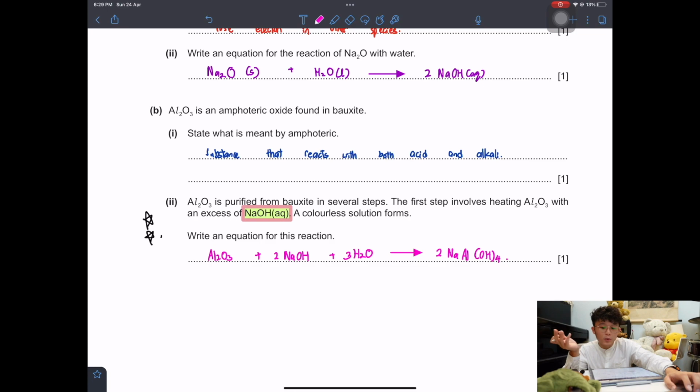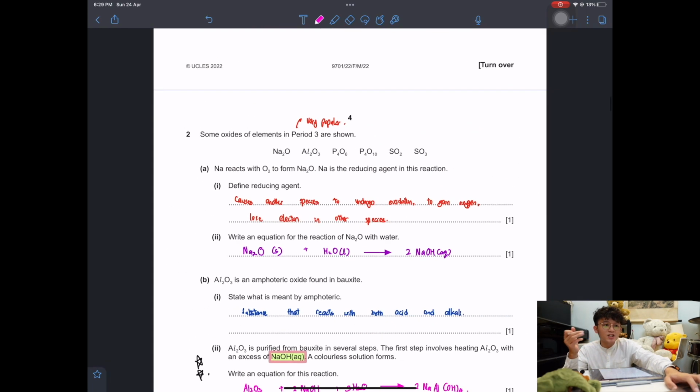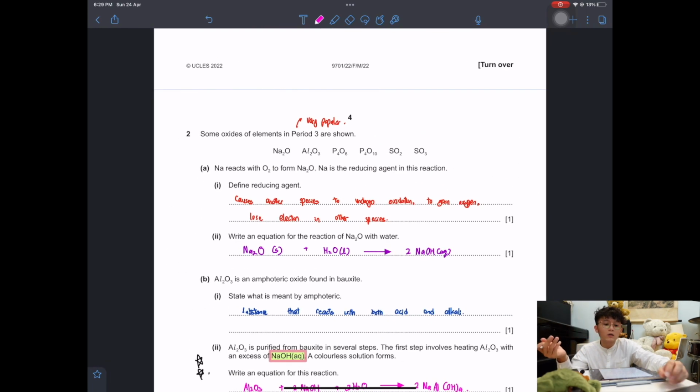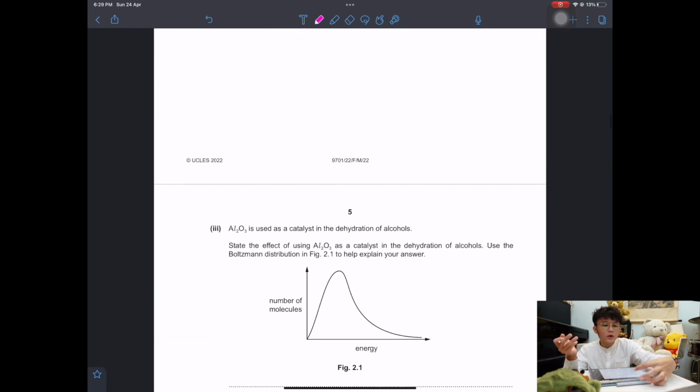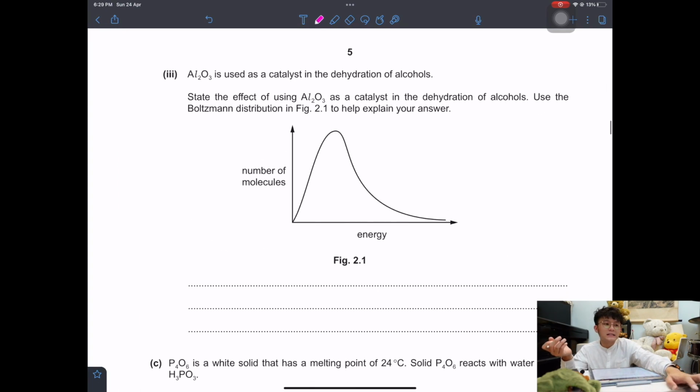Is that okay? No problem? Okay, so please write it down. If no problem, let's go. So I believe this whole section is not hard if you have done your revision well. Okay, next. Okay, we have a Boltzmann distribution graph. For Boltzmann distribution, first you must know how to sketch the effect of temperature on Boltzmann distribution.